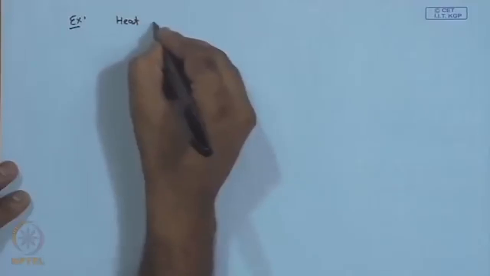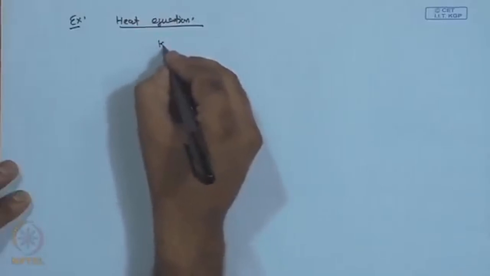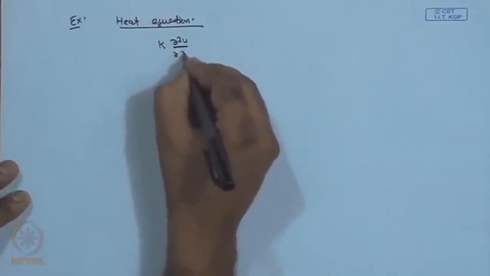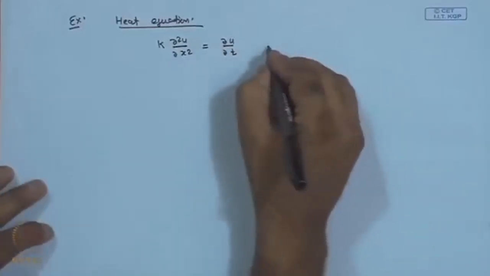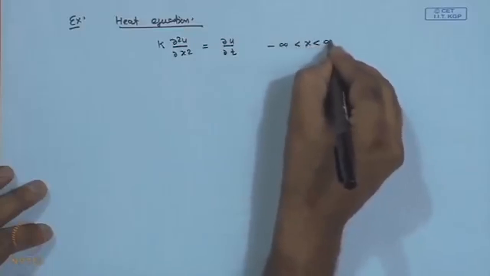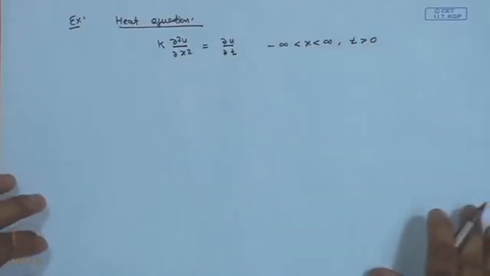A short introduction to partial differential equations I have already given in the Laplace transform case. So, we will directly go to the application to PDEs. We will solve first the heat equation, that is k del 2 u over del x square equals del u over del t, where the limits are minus infinity to plus infinity, and t is positive.